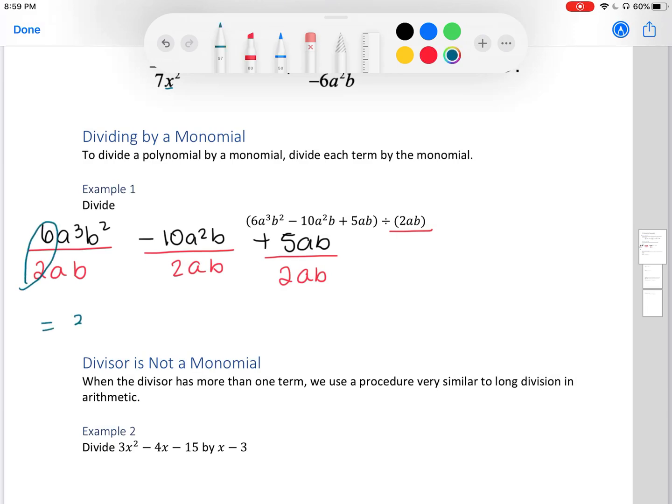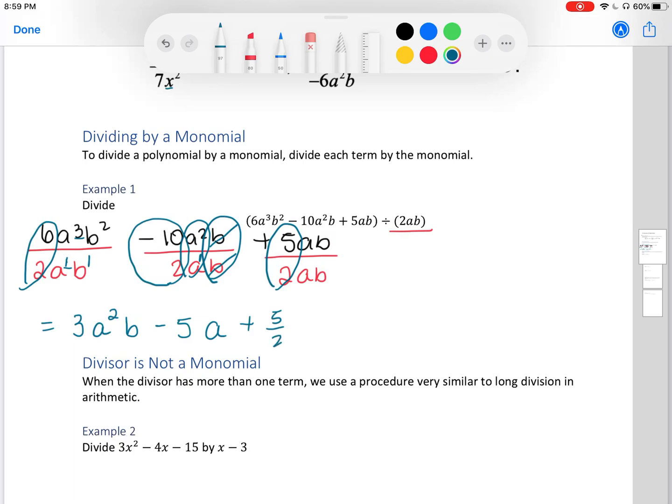6 divided by 2 is 3. For our a's, we have 3 minus 1, we get 2. For our b's, we have 2 minus 1, which is just 1. Then we have negative 10 divided by 2, we get negative 5. For our a's, we have 2 minus 1, we get 1. And for our b's, we have 1 minus 1, so we actually get 0. Then we have 5 over 2, that's just 5 over 2. A over a is 1, b over b is 1. So this is our answer.